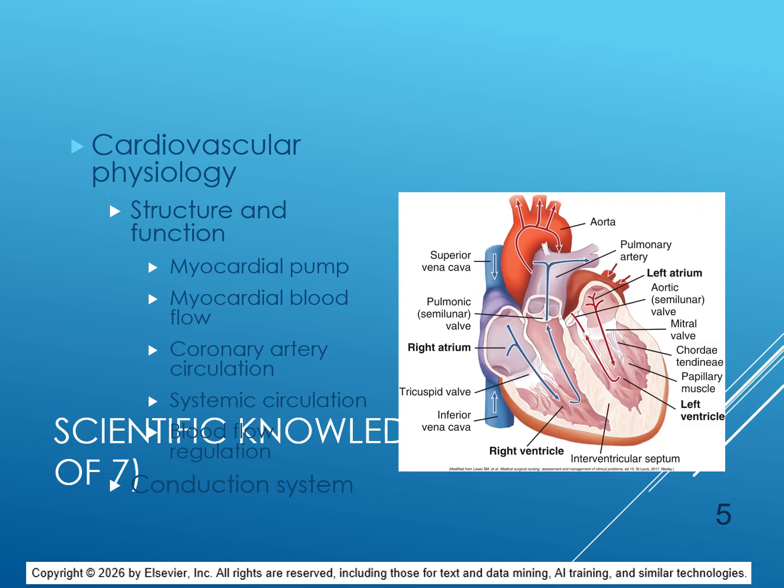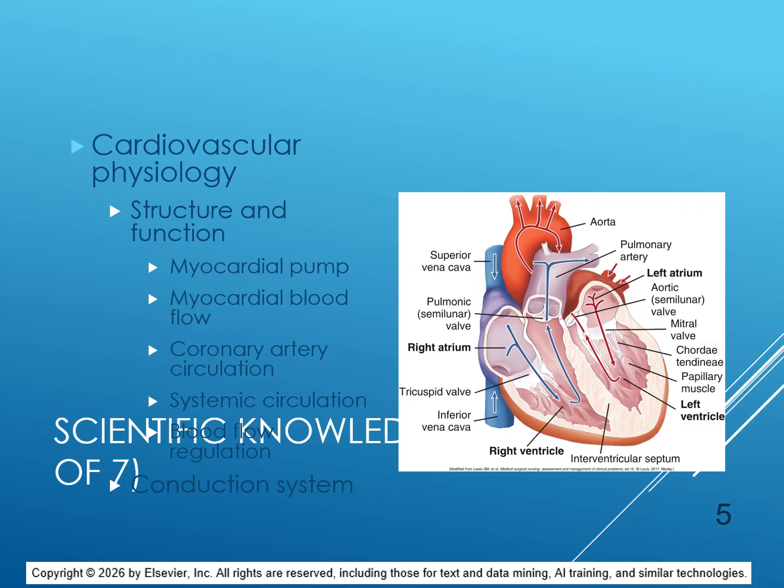So what is preload? Preload is the amount of blood left in the left ventricle at the end of diastole. Okay, so before the next contraction, that's how much is left. It is often referred to as end diastolic volume. Okay, afterload is the resistance to the ejection of blood from the left ventricle. So that's how much resistance we have.